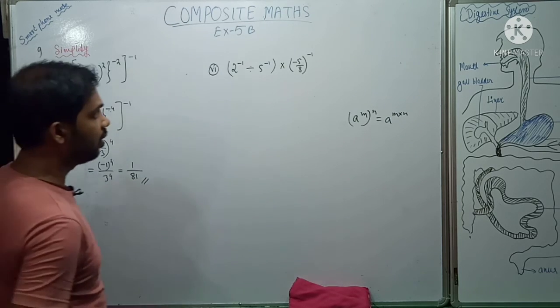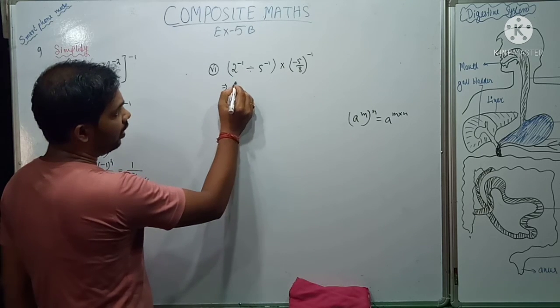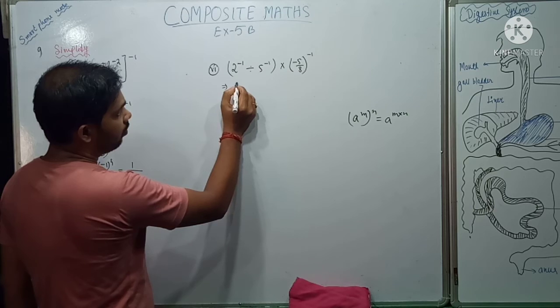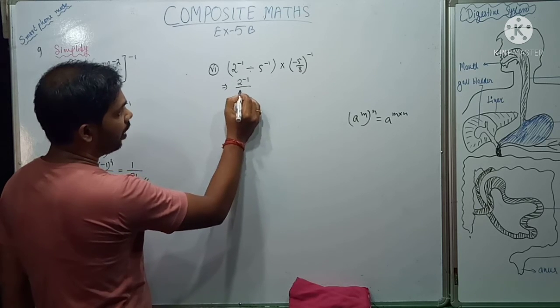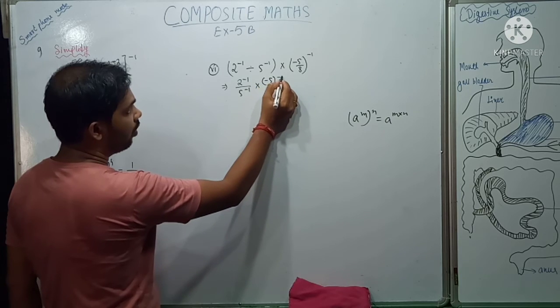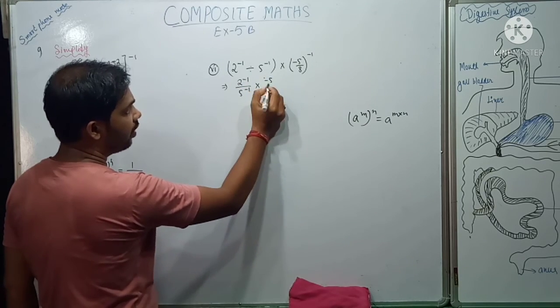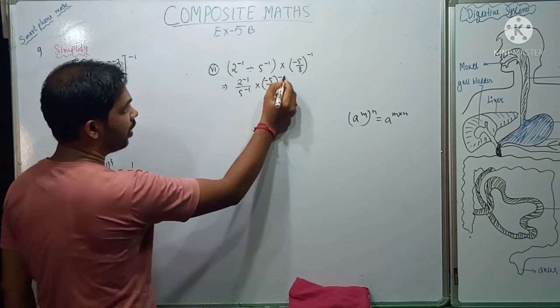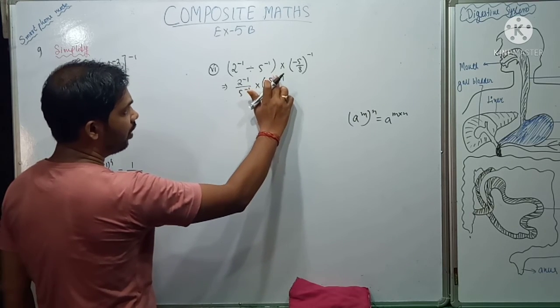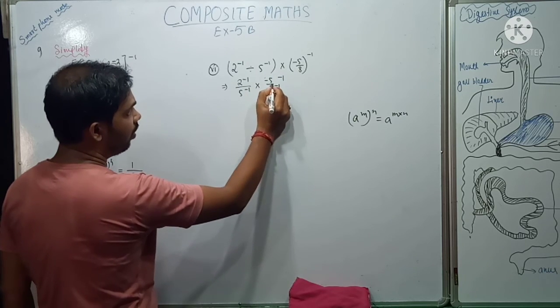Next you see number 6 is given, 2 power 1 divided by 5 power minus 1. So you can write here 2 power minus 1 by 5 power minus 1 into minus 5 by 8 whole power minus 1. So you can distribute this power.